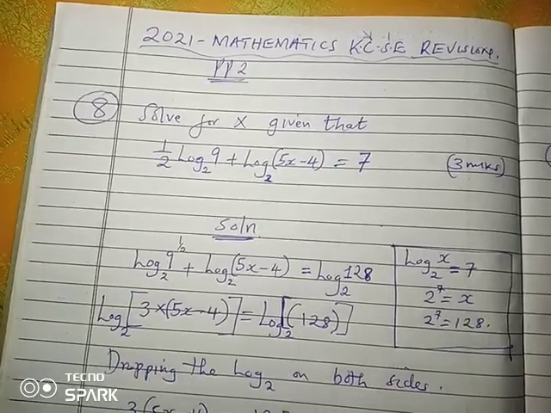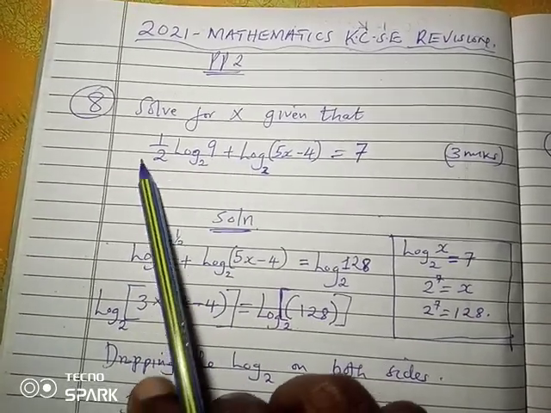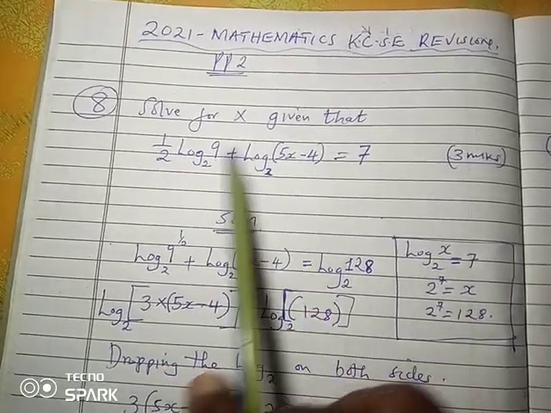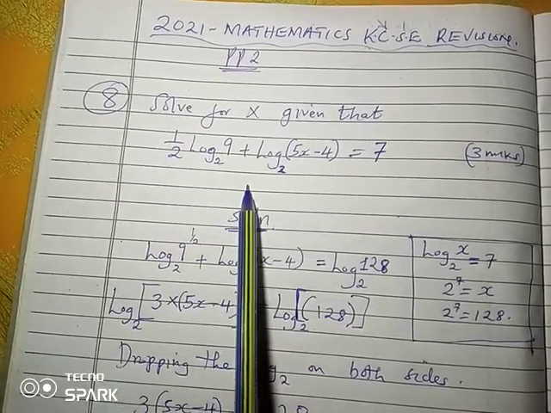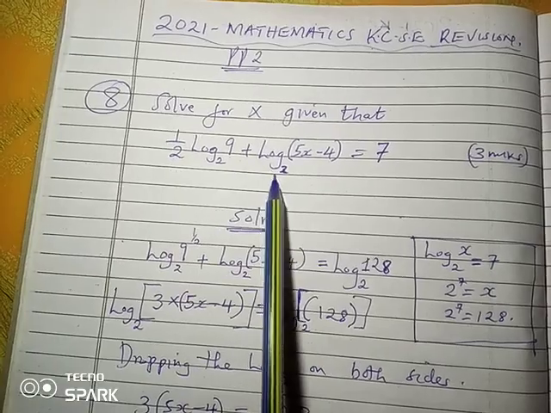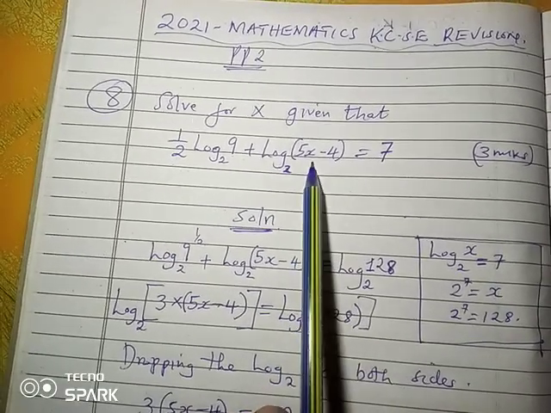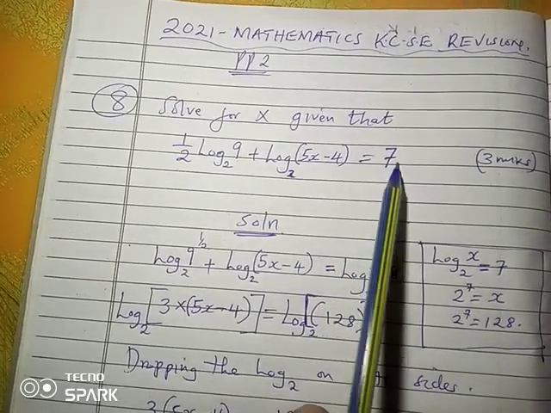So at number 8, the question reads, solve for x given that half log 9 base 2 plus log to base 2 of 5x minus 4 is equivalent to 7.